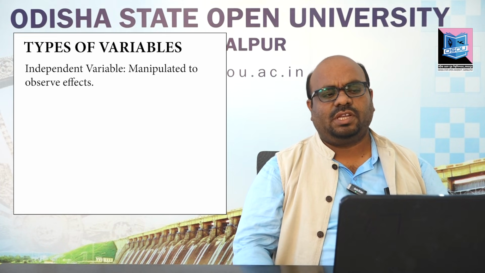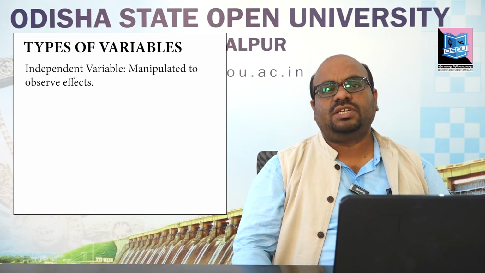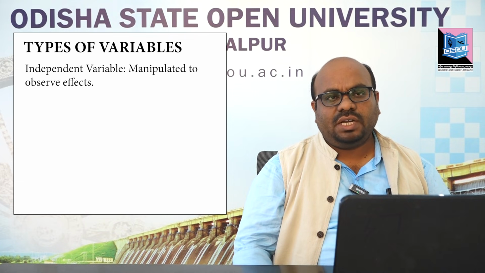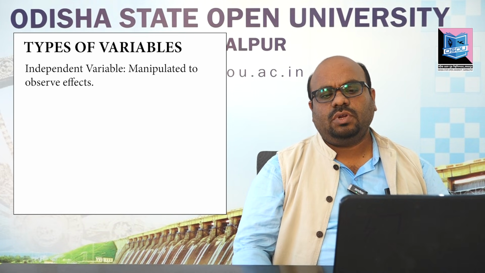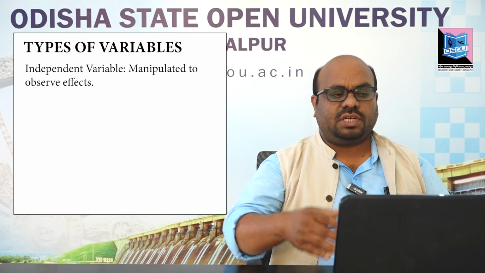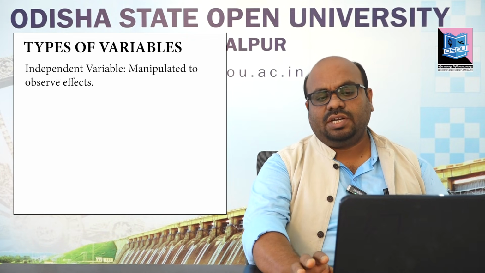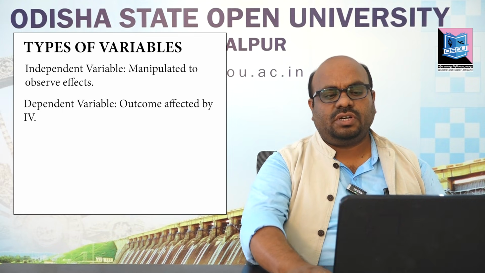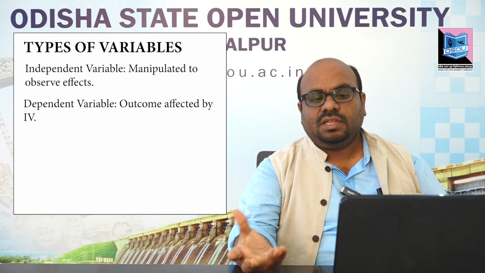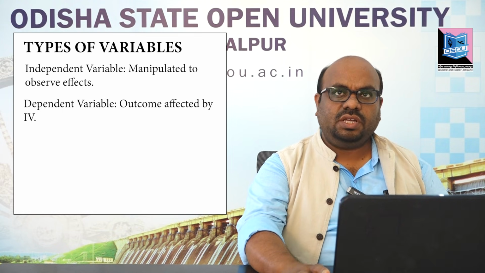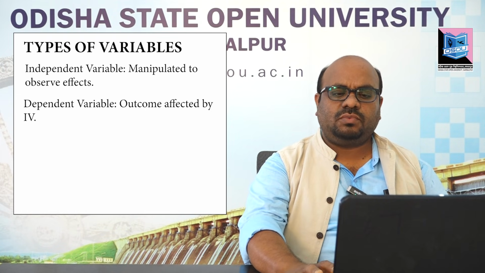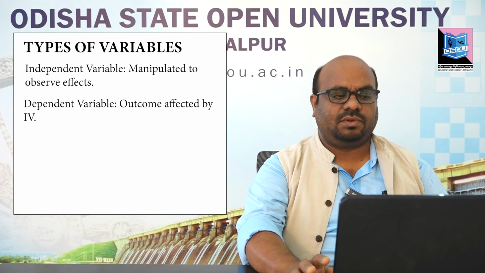What is the independent variable then? This is the variable that the researcher changes or controls to see how it affects something else. For example, if you study how exercise affects weight loss, the amount of exercise is the independent variable. Then what is the dependent variable? This is the result or outcome that is measured in the study. It depends on the independent variable. In the same example, weight loss is the dependent variable.